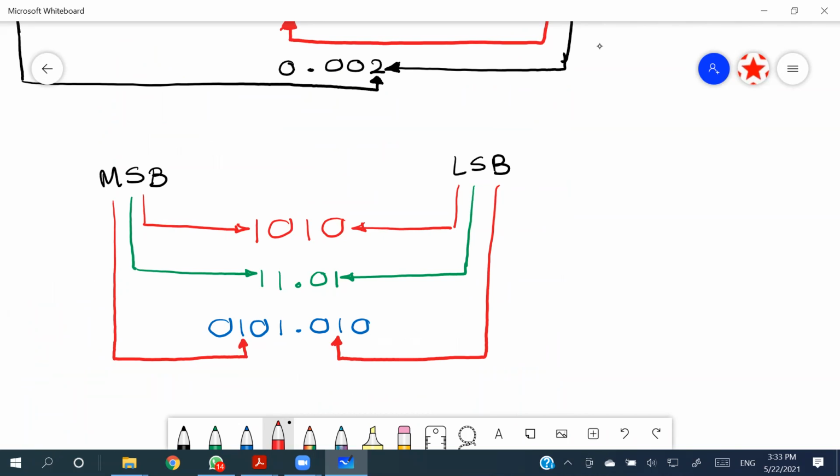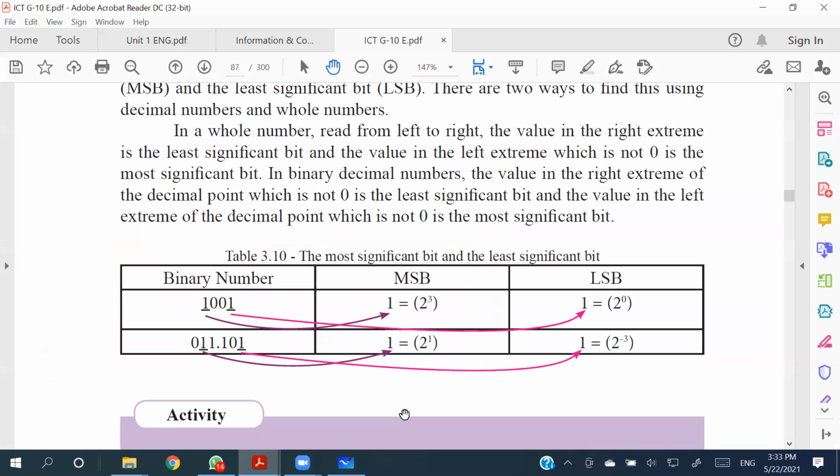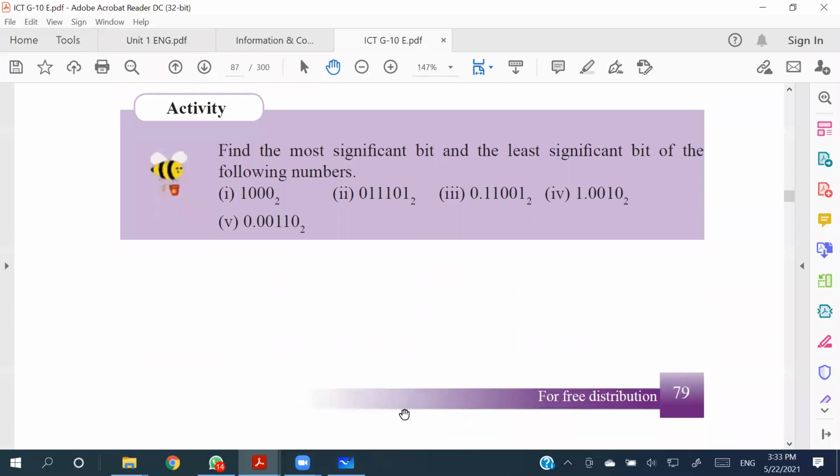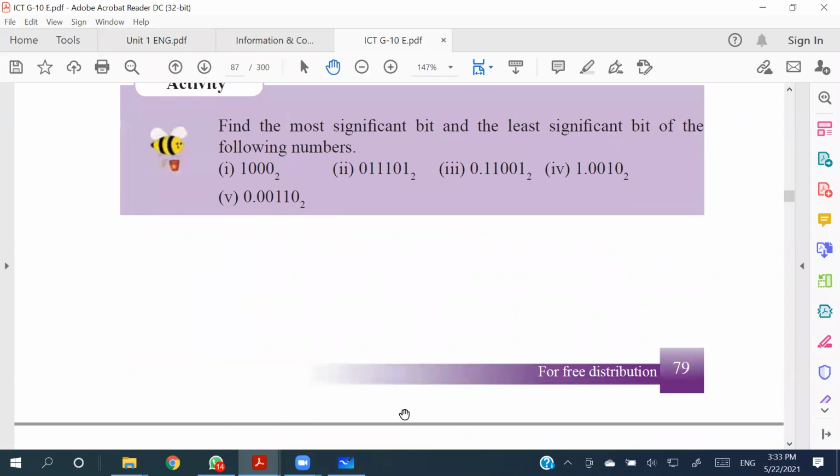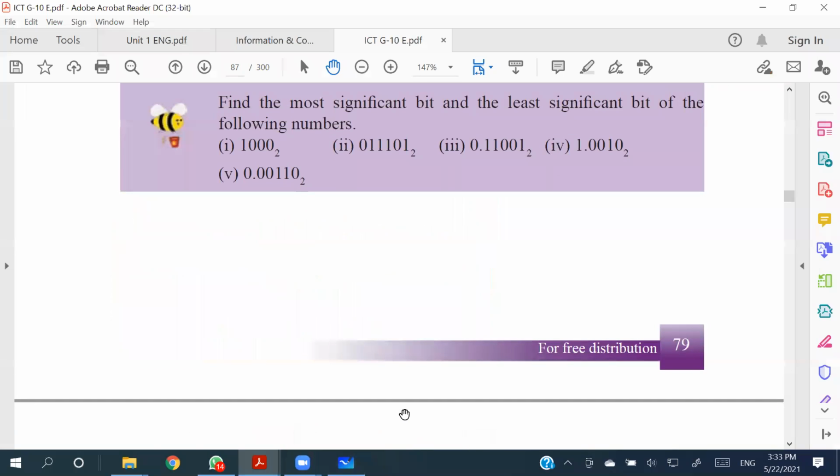Right. All right. So I think everyone is done with this MSB and LSB representation. So let's move. There are some activities. Yes, people, can we have the answers for this? Just type it on the chat. I'll tell you whether it is correct or wrong. They are asking the MSB and LSB.